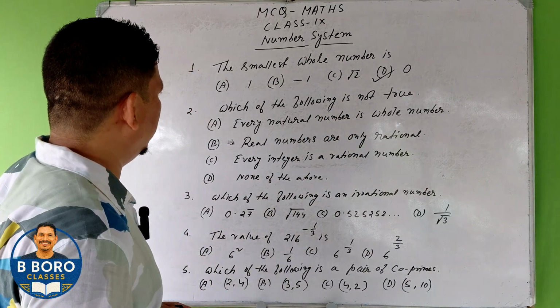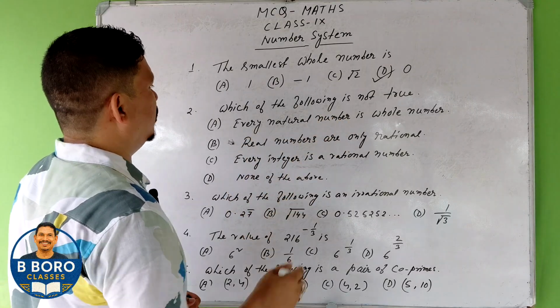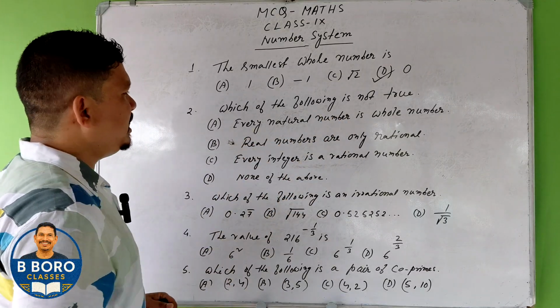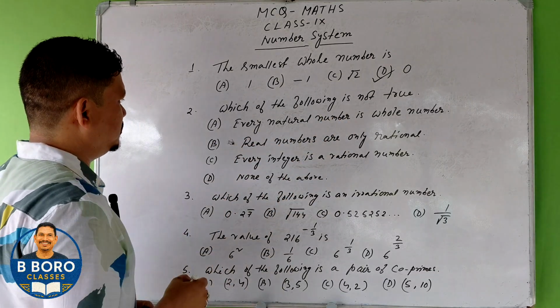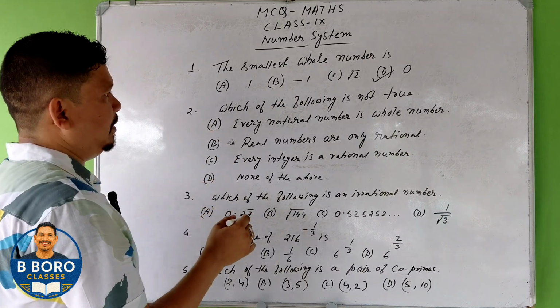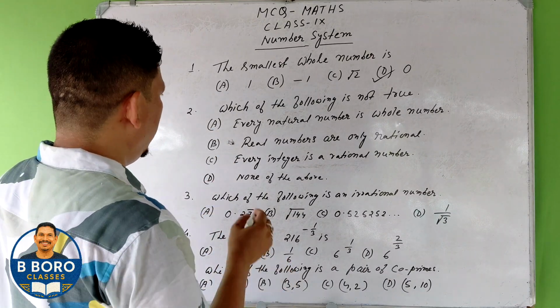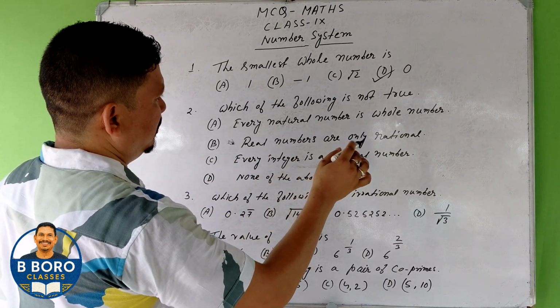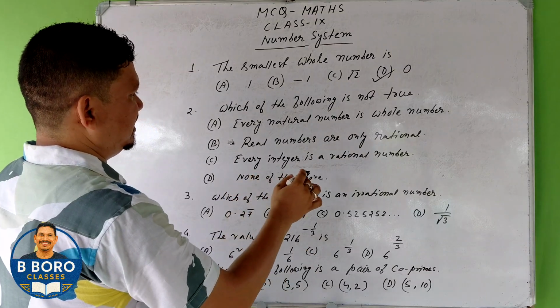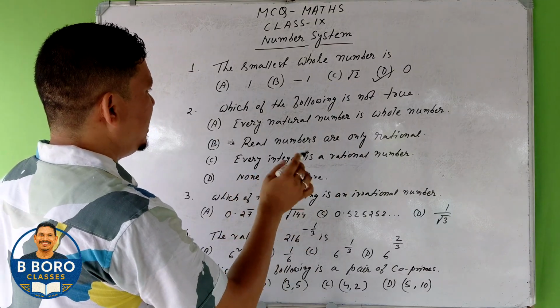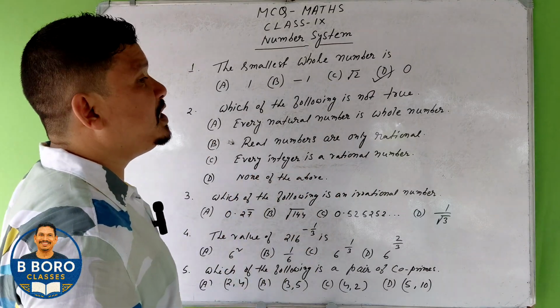Now proceed to question number 2. Which of the following is not true? We are given 4 options. Option A, every natural number is a whole number; option B, real numbers are only rational; option C, every integer is a rational number; option D, none of the above. So which of the following is not true?